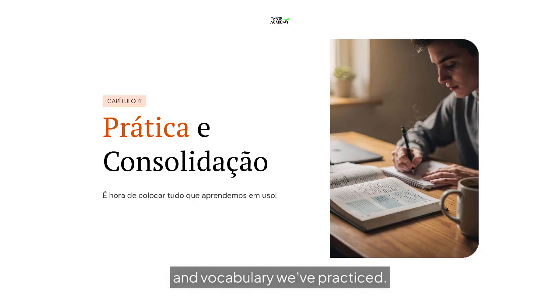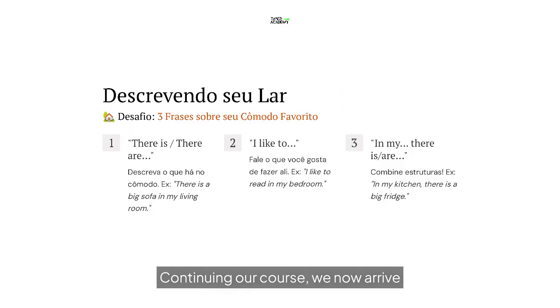Using the structure and vocabulary we've practiced, let's embrace this opportunity to express ourselves and solidify our understanding of describing our living spaces. Continuing our course, we now arrive at an exciting challenge that allows you to express everything we've learned about describing our homes. This is your opportunity to share your personal space and make it come alive with words. Think back to the various areas we've explored together, like the living room, kitchen, or even those hidden spaces like the basement and attic. For this exercise, you will create 3 sentences about your favorite room.